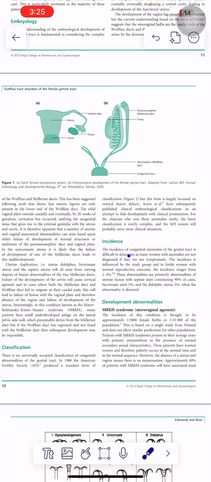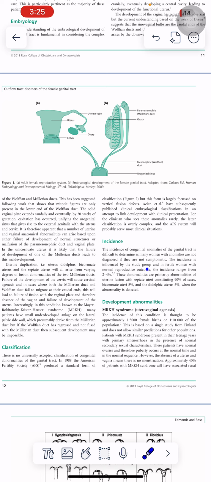So, incidence. The incidence of congenital anomalies of the genital tract is difficult to determine, as many women with anomalies are not diagnosed if they are not symptomatic. Usually these patients have this type of septum or bicornuate uterus, so sometimes it is an incidental finding. But in some patients, if there is a unicornuate uterus, there is a chance of miscarriage, and if those patients present with recurrent miscarriages, one of the causes is some abnormality in the uterus.